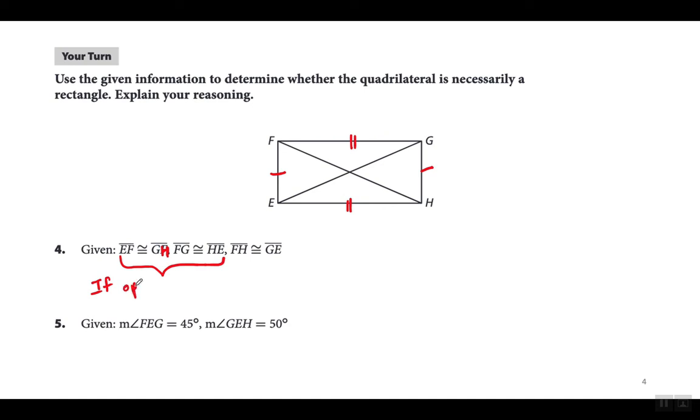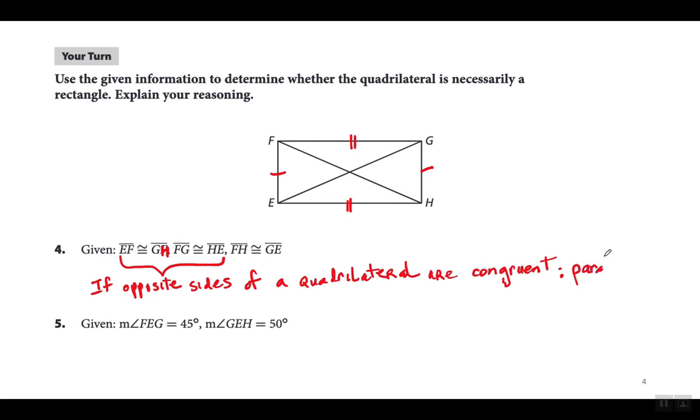If opposite sides of a quadrilateral are congruent, then we have a parallelogram. All right, if opposite sides of a quadrilateral are congruent, then that confirms that this quadrilateral is a parallelogram.